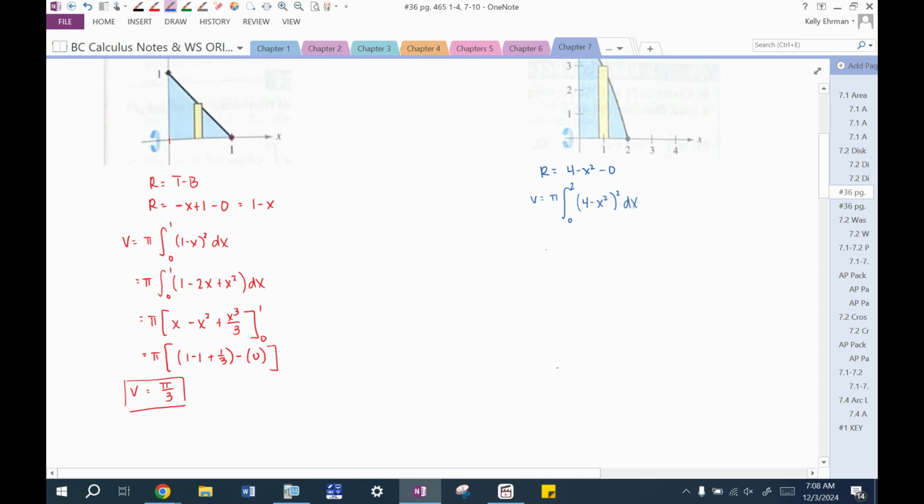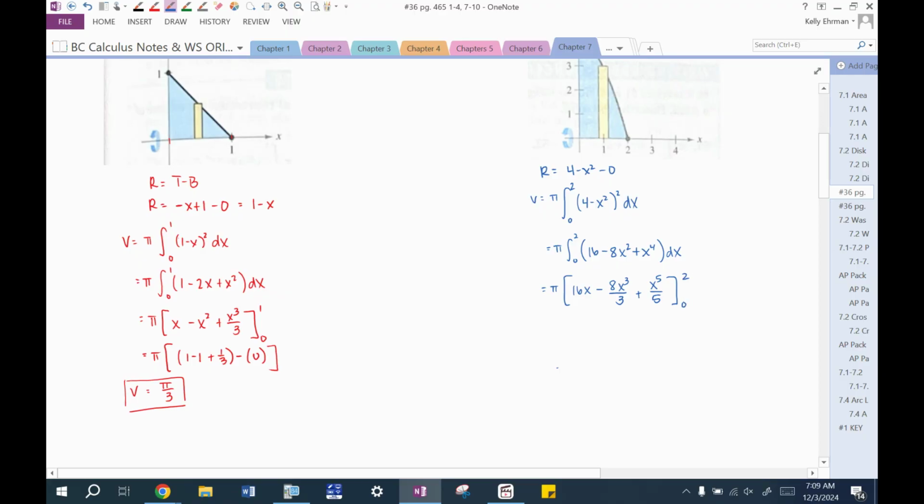If I'm not using a calculator, I should square this out because u sub would not work in this case. You do need to square this one out. U sub would have worked in the previous problem because du dx would be negative 1, and you can adjust for that. Here du dx would be negative 2x, and I can't adjust for that. So this is going to be squared out: 16 minus 8x squared plus x to the 4th. And then I want to integrate that. So this becomes 16x minus 8x to the 3rd over 3 plus x to the 5th over 5.